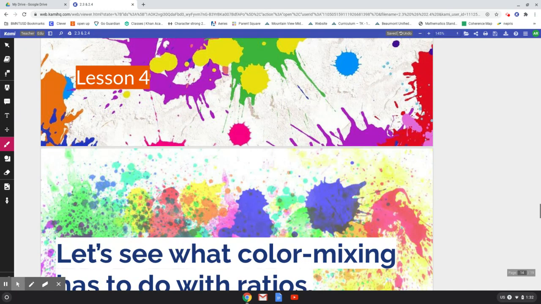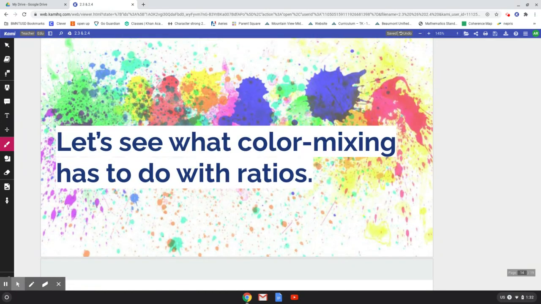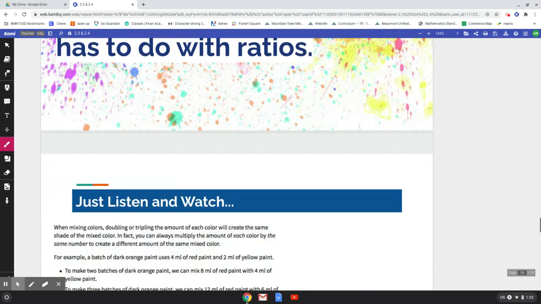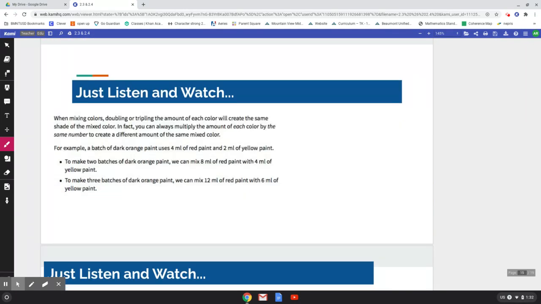This is lesson 4. So it says, let's see what color mixing has to do with ratios. So it says, when mixing colors, doubling or tripling the amount of each color will create the same shade. So the same way the recipe would taste the same, the shade would be the same if you're mixing colors. It says, in fact, you can always multiply the amount of each color by the same number. So that's what I've been doing this entire time to create a different amount of the same mix color.